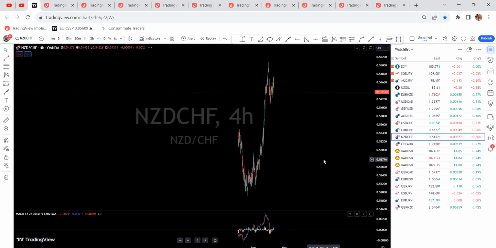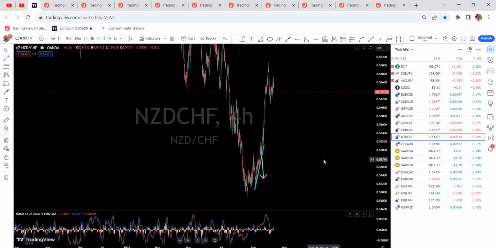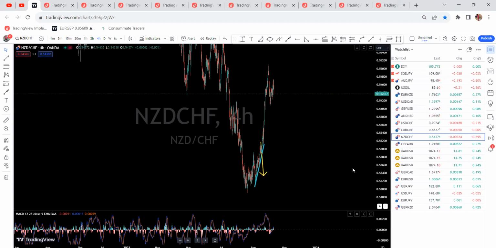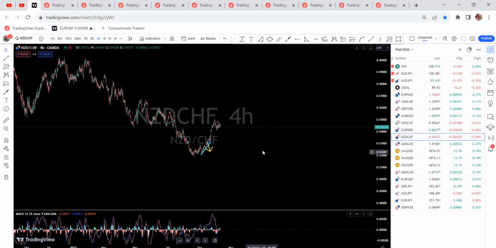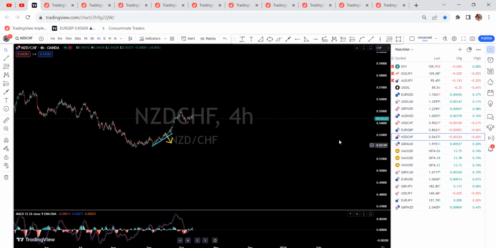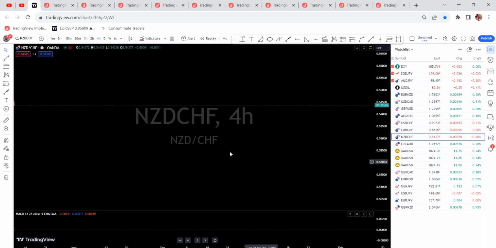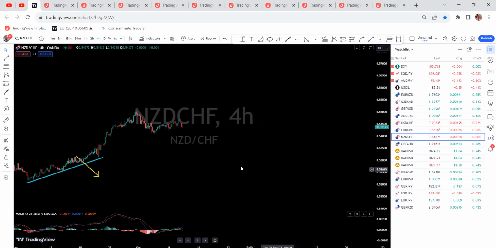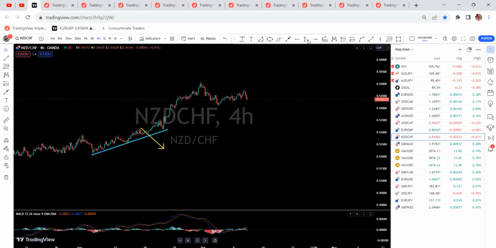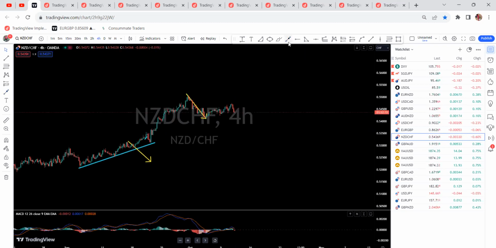NZD chef. For a very long time, NZD chef has played a very nice role. So it's an impulsive wave that created this move. So we'll be expecting the market to finish the corrective structure. Look at this nice shape. This shape is very nice. Look at impulse, first impulse against the trend. After that, the market with the corrective structure.